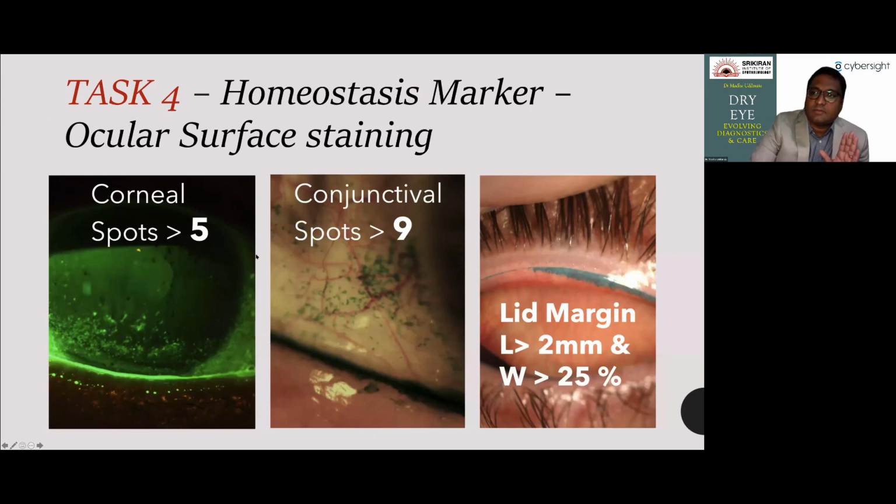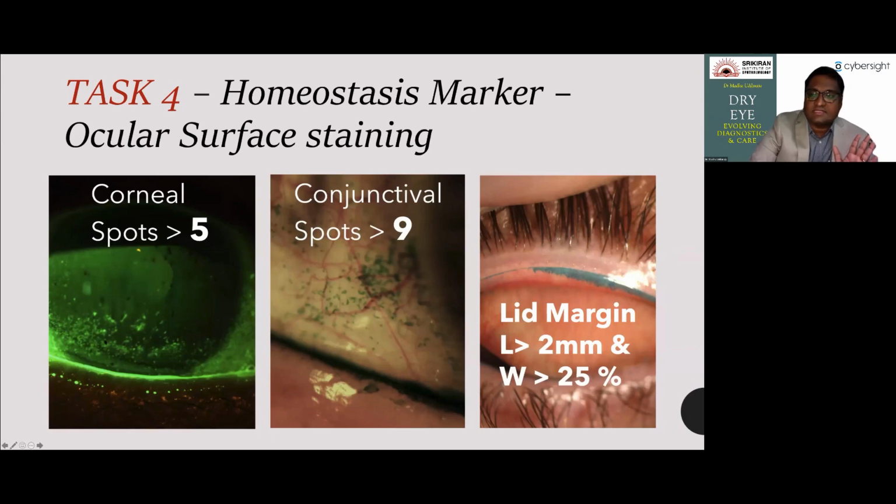Now, this is the most practical thing that all of us can do. By just simple conjunctival corneal staining with fluorescein and sitting under a slit lamp with cobalt blue filter light, you can see these beautiful spots that are seen in the cornea. Any surface that is healthy will not take up stain. That is a simple thing.